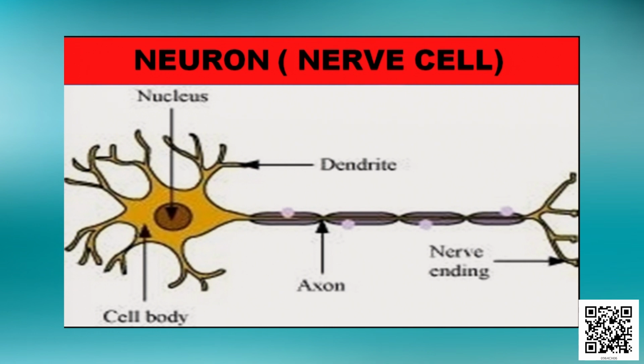Let us find out the major or main parts of the neuron or nerve cell. Part 1, dendrite. You can see from the picture the appendages which are coming out of the cell body. Next, part 2, cell body. It is also called cyton. Again, a long structure that is coming out of the cell body is called the axon. And the fourth one is the nerve ending, where it ends. So these are the different parts of the neuron.